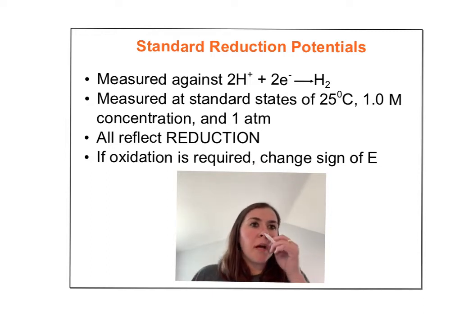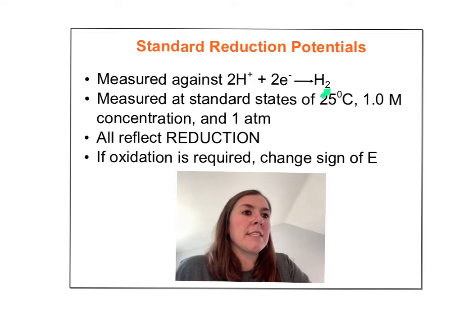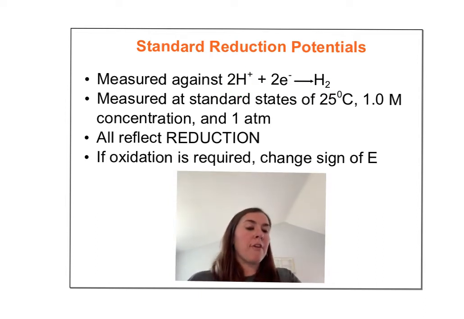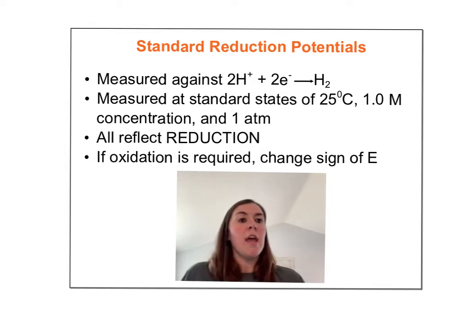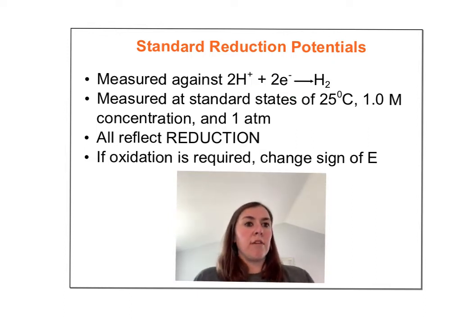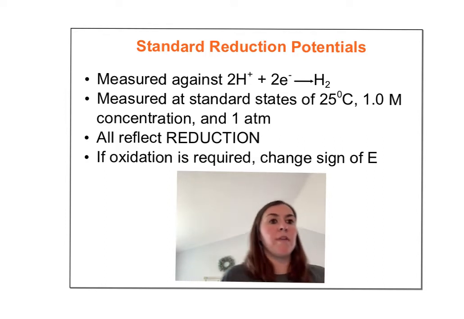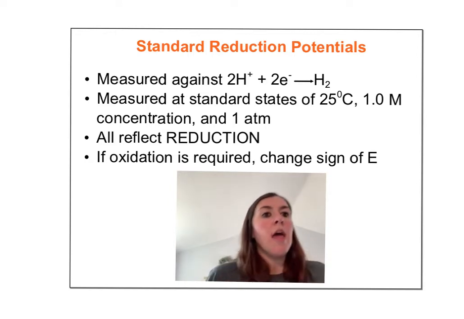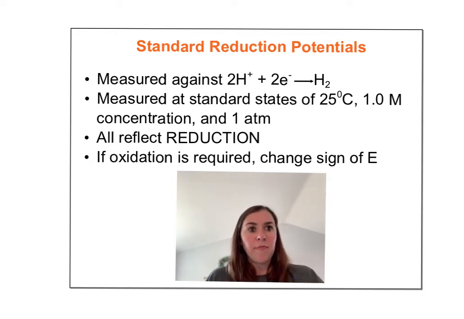How do those numbers come to be? Well, they are measured against a standard, which is the reduction of hydrogen. So here's the half reaction for the reduction of hydrogen. And what we did is we set this reduction to 0. So at standard conditions, 25 Celsius, 1 molar if it's aqueous or some sort of concentration solution, and then 1 atmosphere of pressure, okay? This guy is going to be 0.